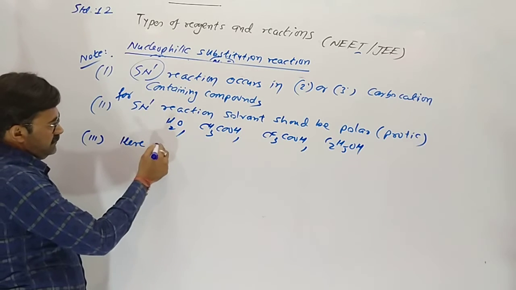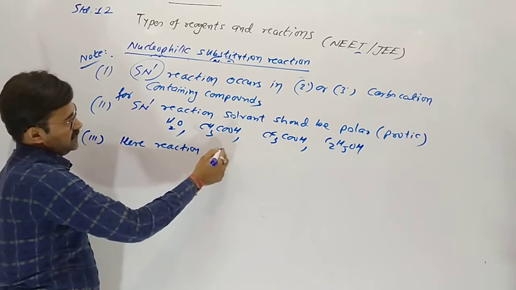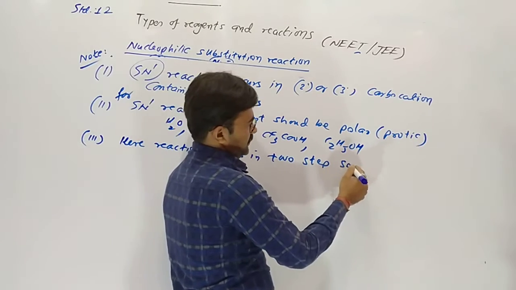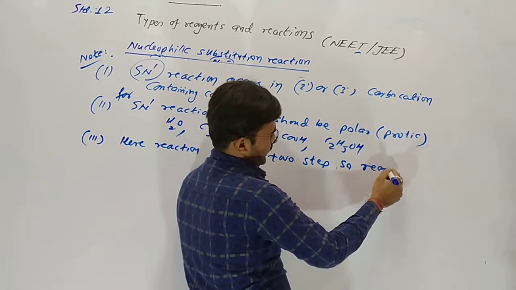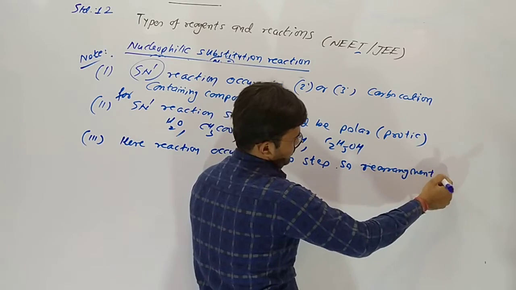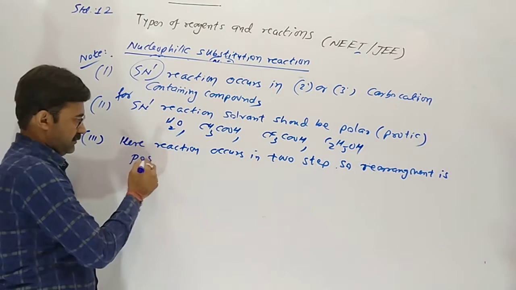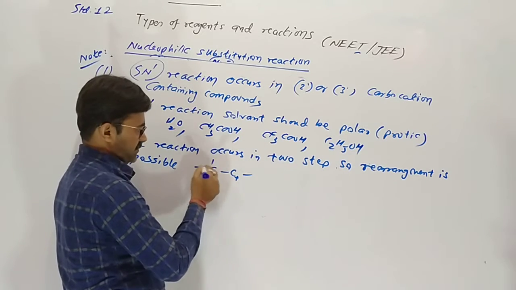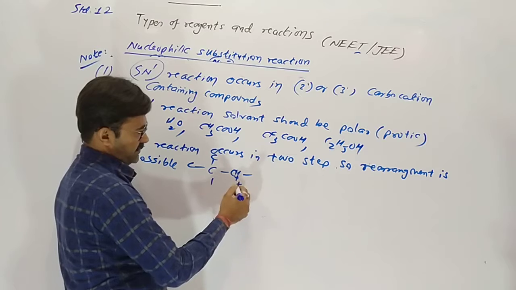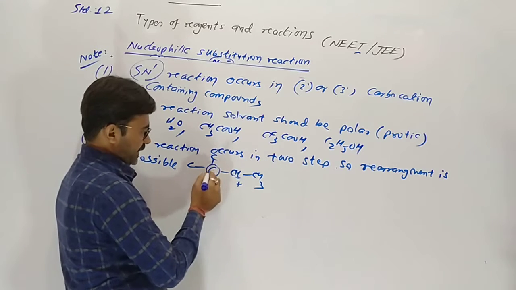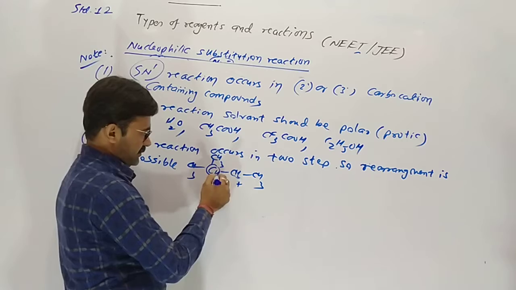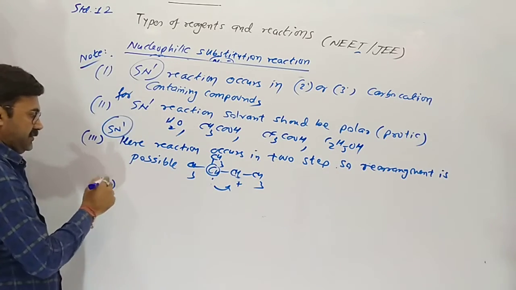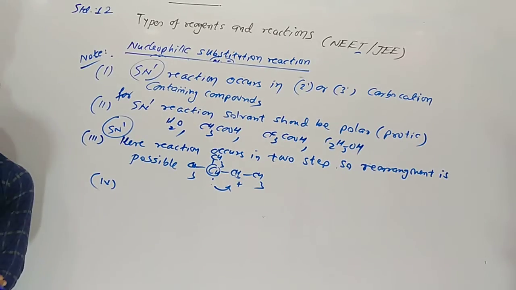Here the reaction occurs in two steps. So rearrangement is possible. In the first step, a carbocation occurs which is secondary, and the neighbor carbon is tertiary. So rearrangement occurs in the case of SN1 reaction. Rearrangement, we will discuss about it.